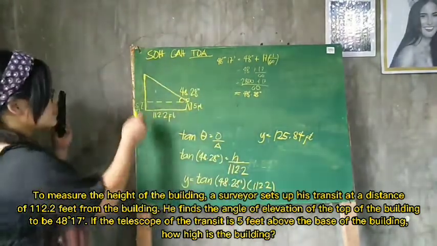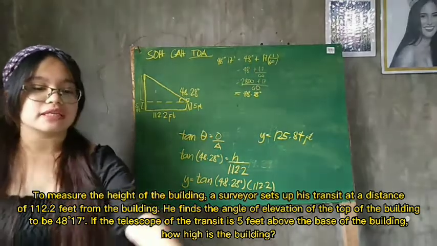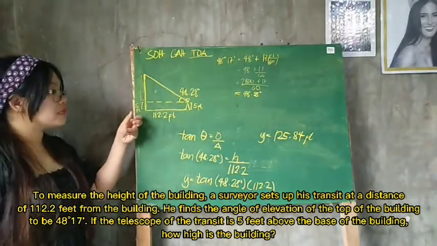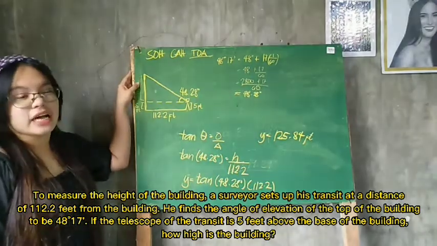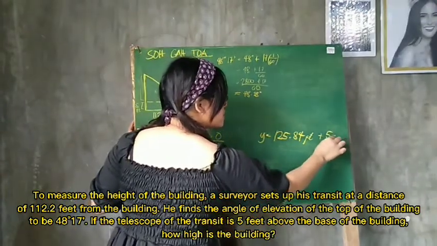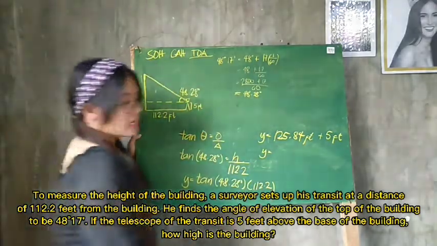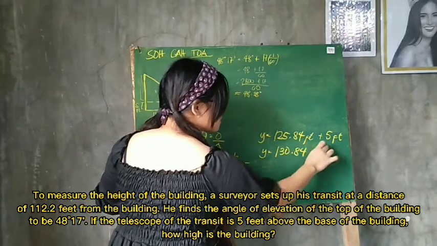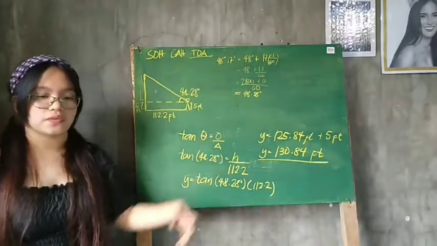So this is 125.84 feet, but this is not the final answer because we have to add the 5 feet, which is the height of the transit, so that we will get the exact height of the building. If we add 5 feet, we will get 130.84 feet. So this is our final answer, the height of our building.